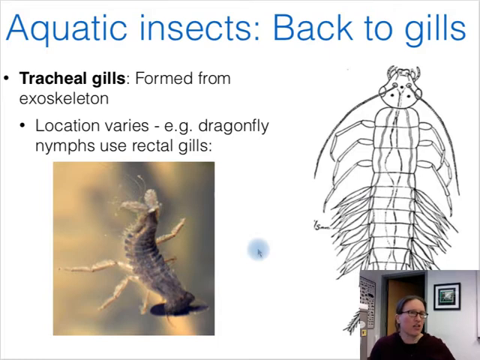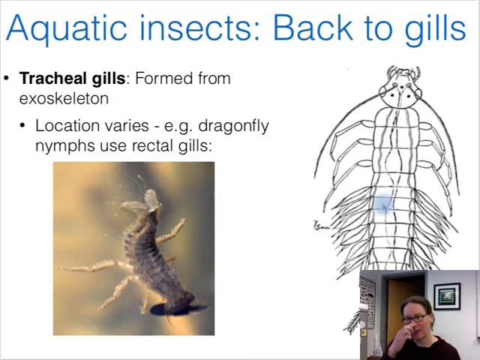So that's our terrestrial insects. I want to take a very quick look at some aquatic insects. And in aquatic insects, we see a return to gills. So the aquatic insects have tracheal gills. These are gills associated with this tracheal system, and they're typically formed from parts of the exoskeleton. The exact location of tracheal gills will depend on the species of aquatic insect.